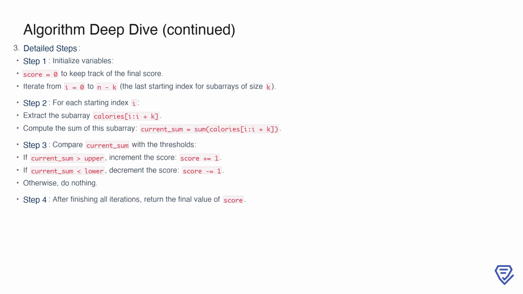If the current_sum exceeds the upper threshold, increment the score by 1. If the current_sum is less than the lower threshold, decrement the score by 1. If the sum is within the thresholds, no changes are made to the score. Once all subarrays have been processed, the final score is returned. While easy to implement, this method is computationally expensive due to the repeated sum calculations for overlapping subarrays.